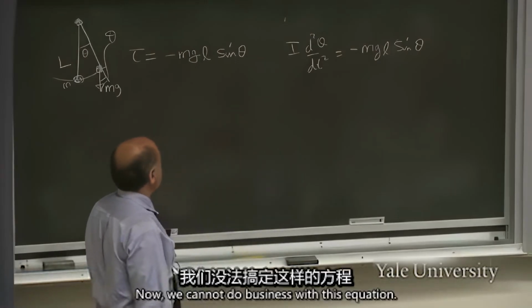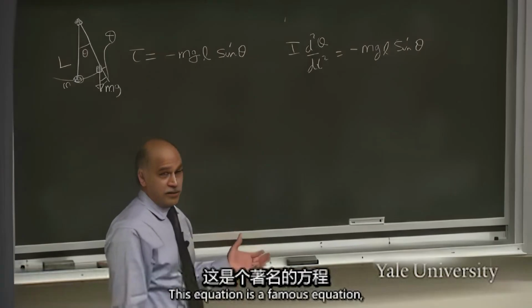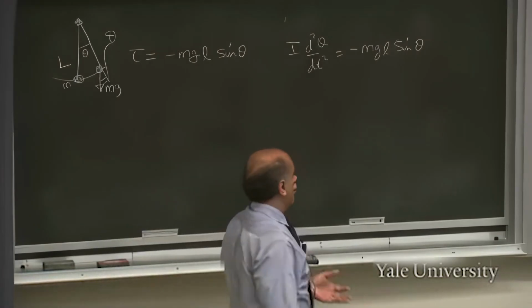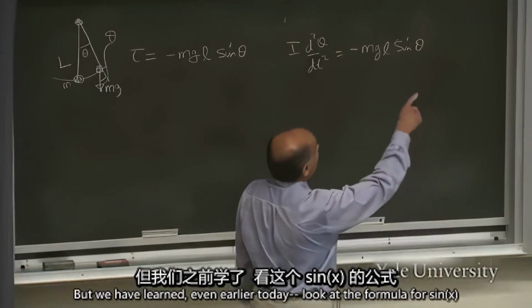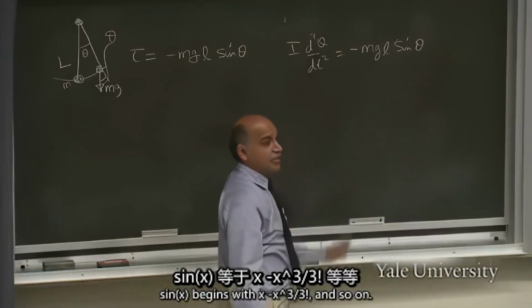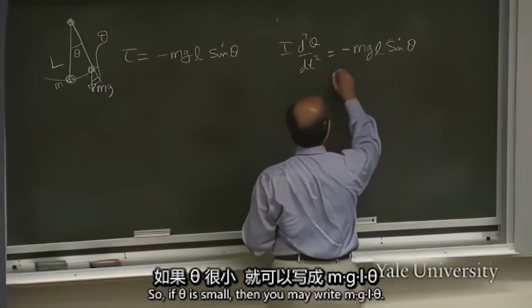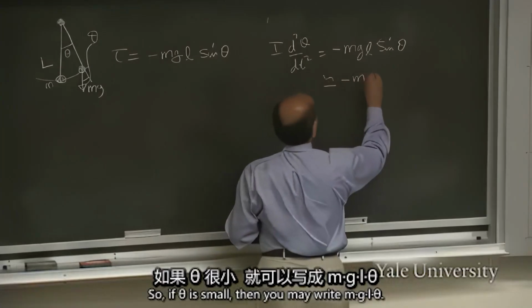Now we cannot do business with this equation. This equation is a famous equation, but you and I don't know how to solve it with what we know. But we have learned even earlier today, look at the formula for sine x. Sine x begins with x minus x cubed over 3 factorial and so on. So if theta is small, then you may write it as mgl theta.